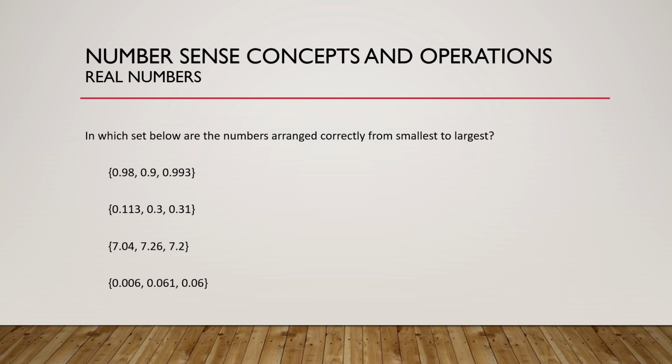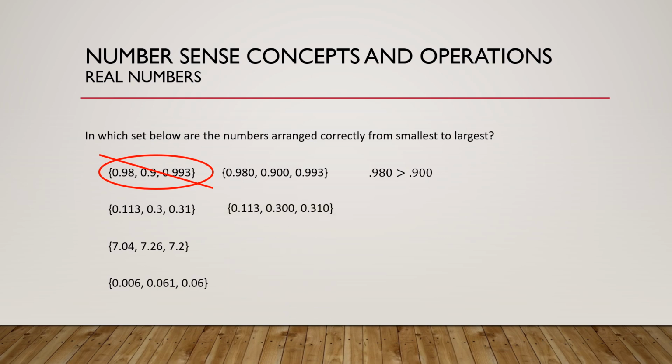In the first set, we add zeros until each term has 3 places to the right of the decimal. Since 0.980 is greater than 0.900, the first set is not arranged from smallest to largest. In the second set, we again add zeros until each number has 3 places to the right of the decimal. Here, 0.113 is less than 0.300 is less than 0.310. Therefore, this set is arranged from smallest to largest.